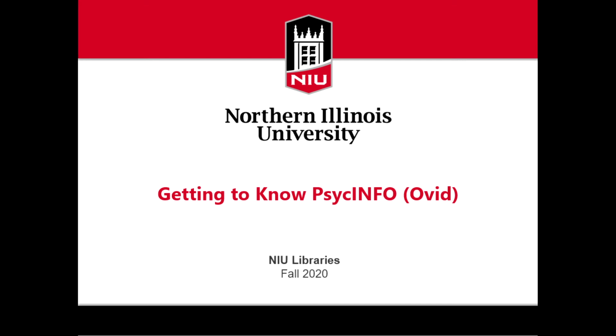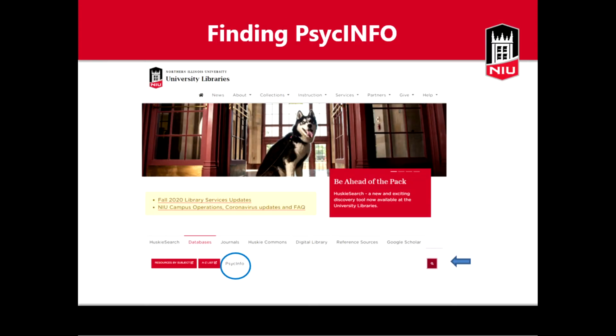In this tutorial, you will learn how to use the PsycINFO database to find sources in psychology, psychiatry, and other disciplines focused on the behavioral sciences. To access the database, under the Databases tab, click on the A to Z list or type PsycINFO into the search bar. Then click on the magnifying glass icon. Click on the link to enter the database.